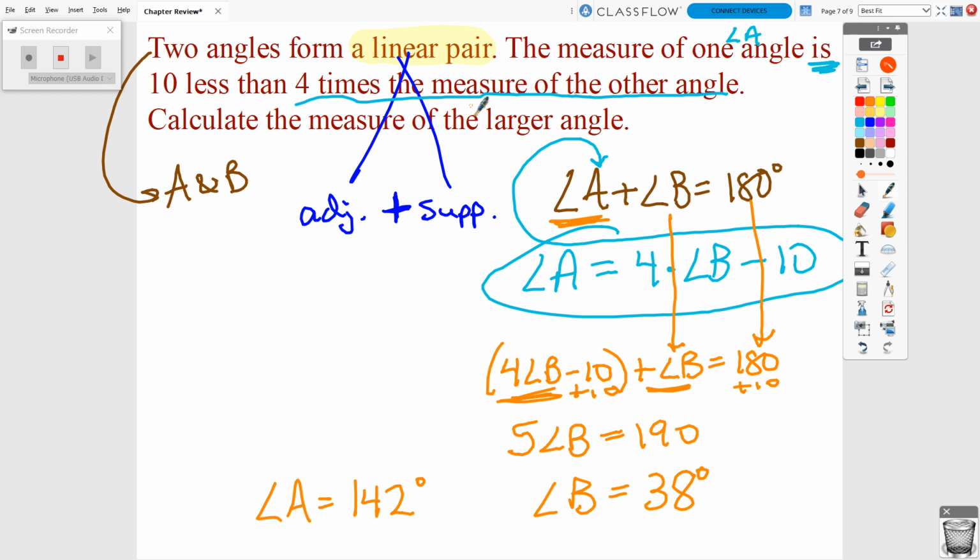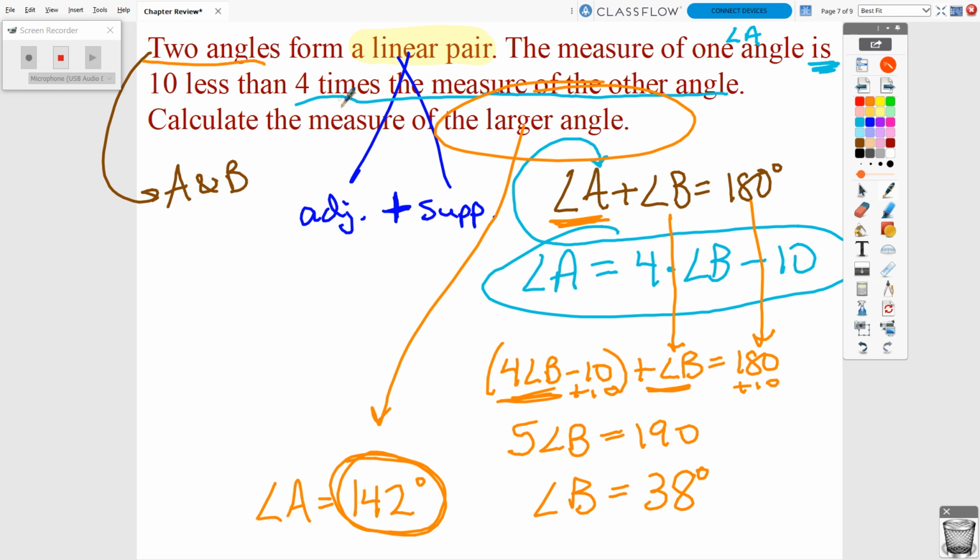Now, they wanted to know what is the measure of the larger angle, and in this case, the larger angle is angle A, but if you had said that the one angle was angle B, then your angle B would be 142. But it didn't want to know if A or B was bigger, right? Because you could have named these two angles any way that you wanted to. So I would just say my answer is 142 degrees. That is the larger angle of the two.